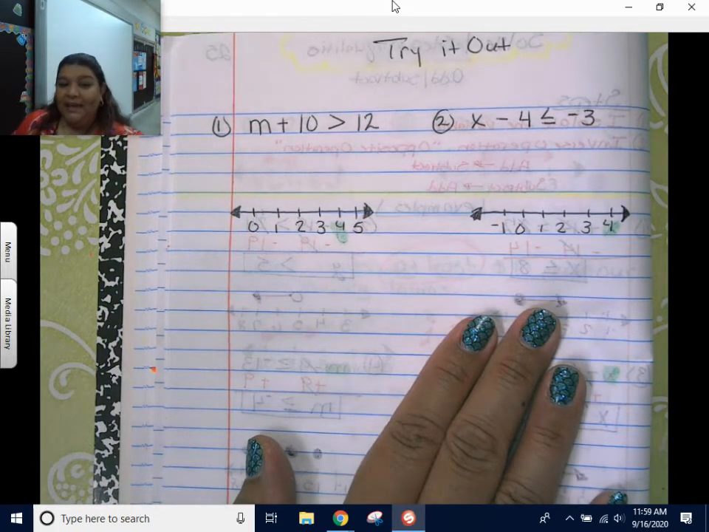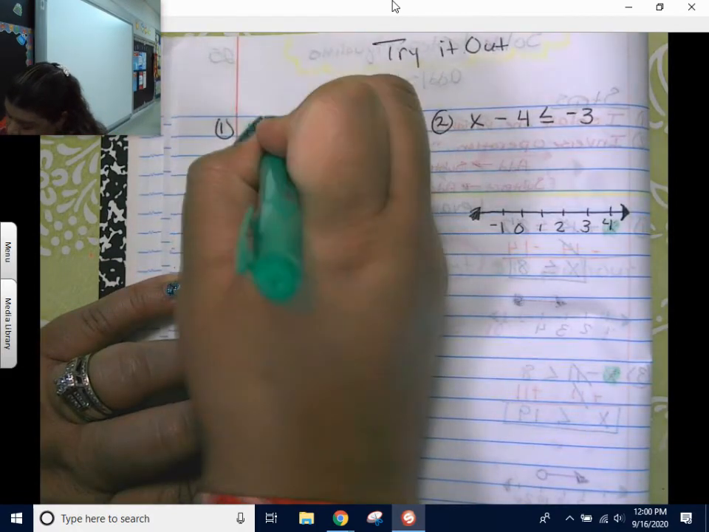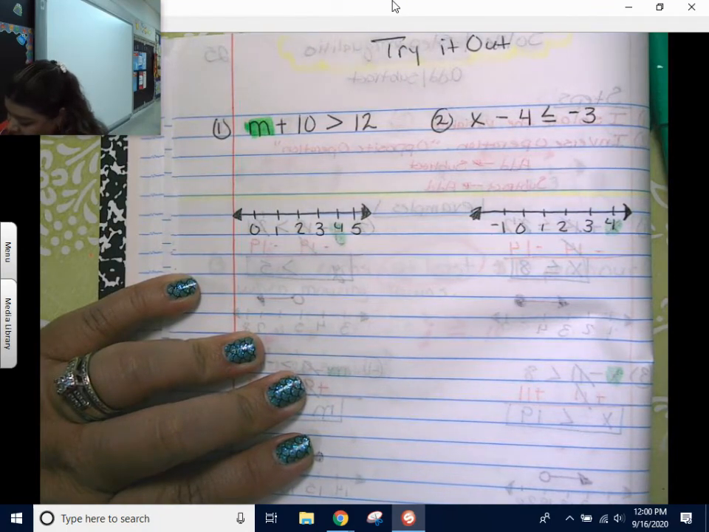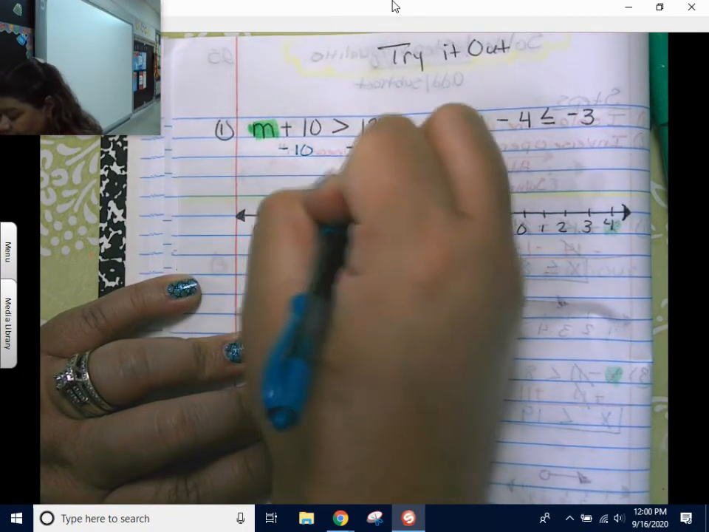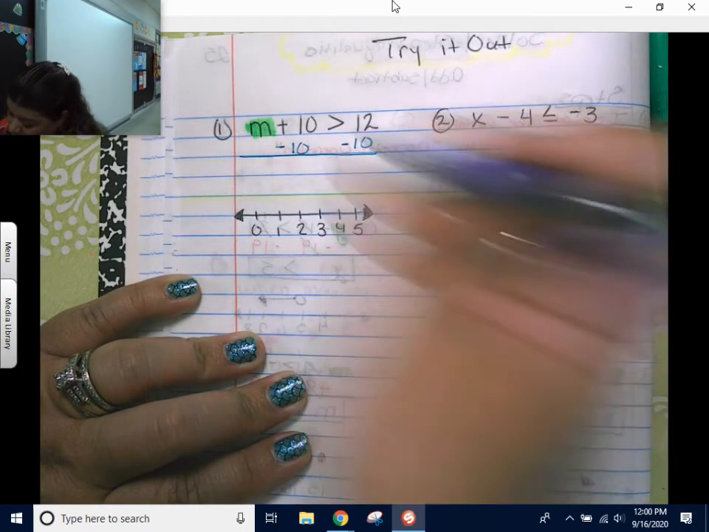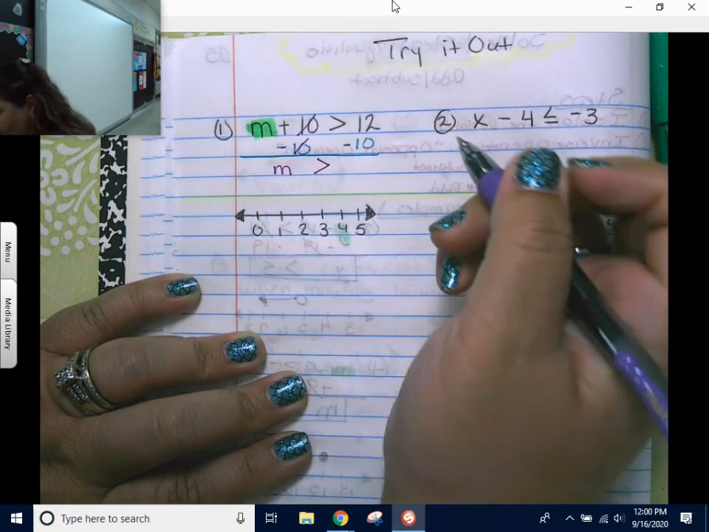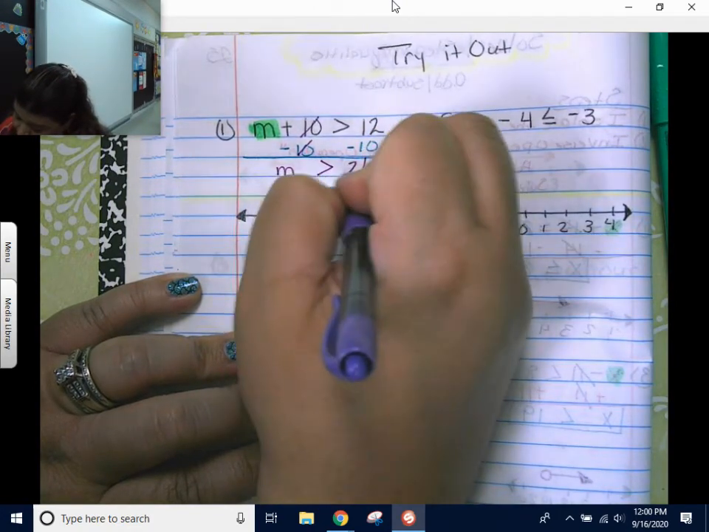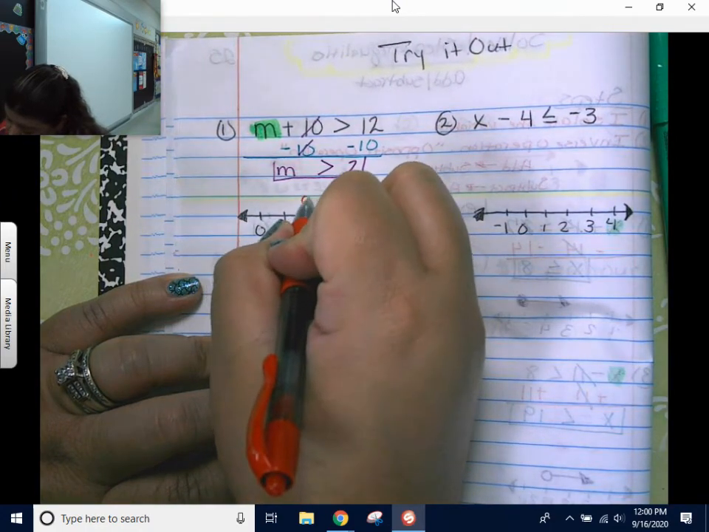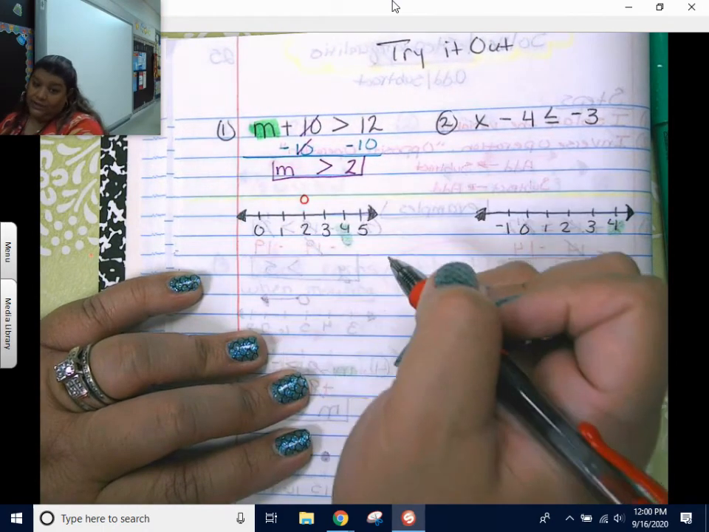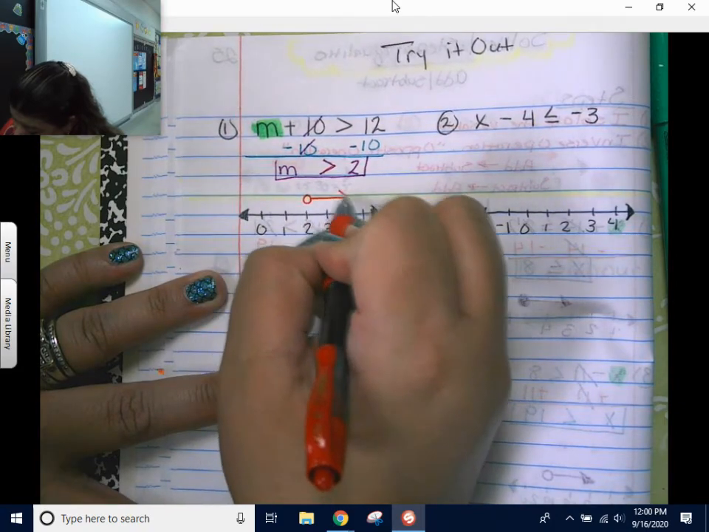All right, let's see how you did. We have m plus 10 is greater than 12. So isolate the variable. Then you should have seen that we had to get rid of the 10. So instead of adding 10, you're going to subtract 10 from both sides. And cancel, cancel. M is greater than 12 minus 10, which is 2. And then you would have gone above the 2, put a circle. Should have noticed that that is not included. It's just where we're going to start at. And all your answers are greater than, so I'm going in that direction to the right.